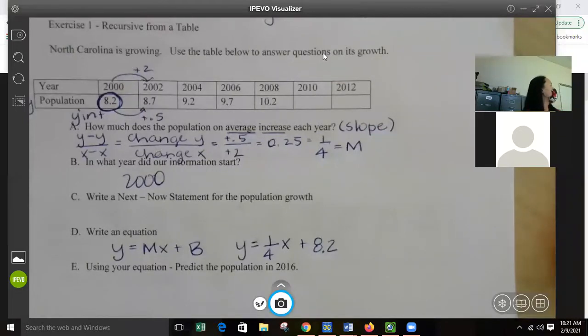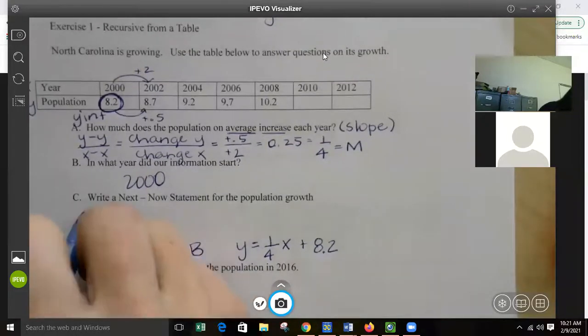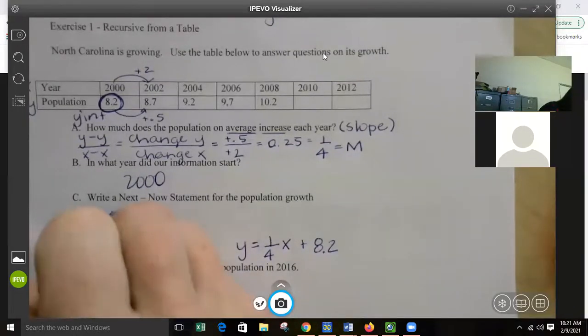The hardest ones are the last, I think there's two of them that have the charts. You just got to watch your y-intercept. Okay, so we're going to go over charts a couple times. So this is how you write it, exactly like it is in your notes. Next equals now.